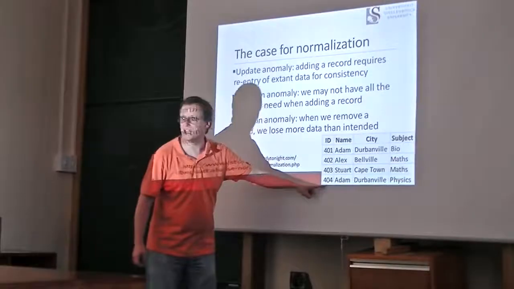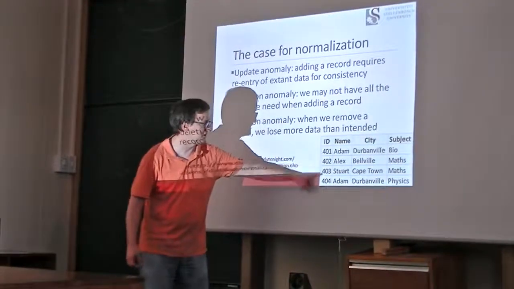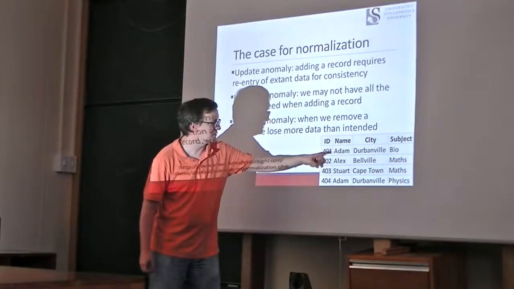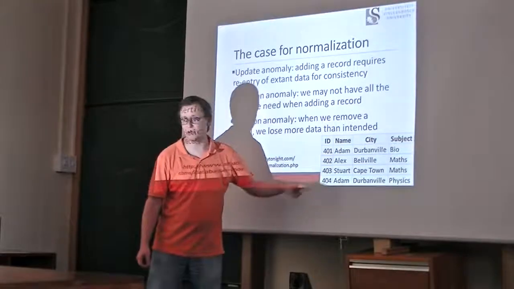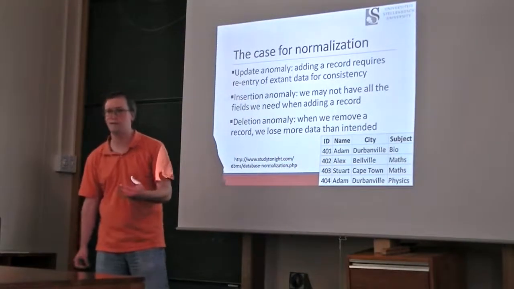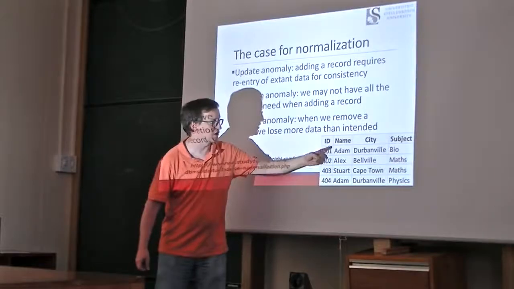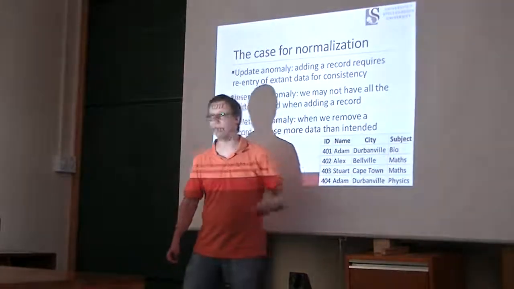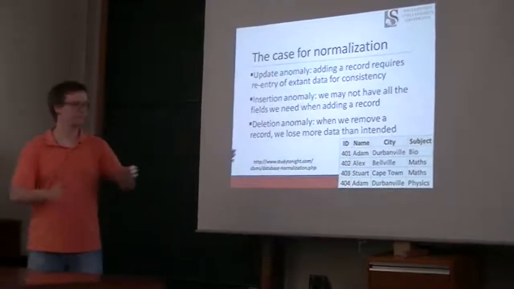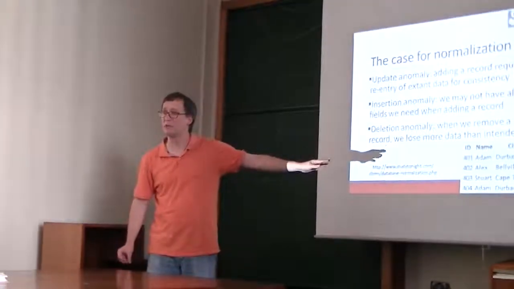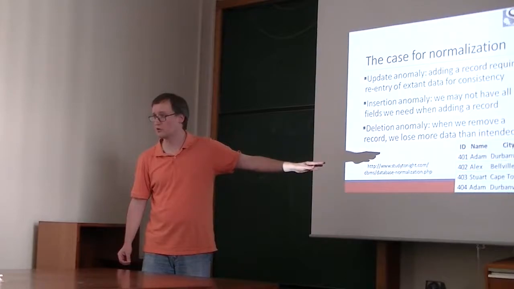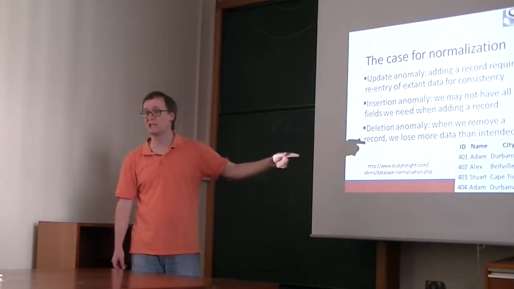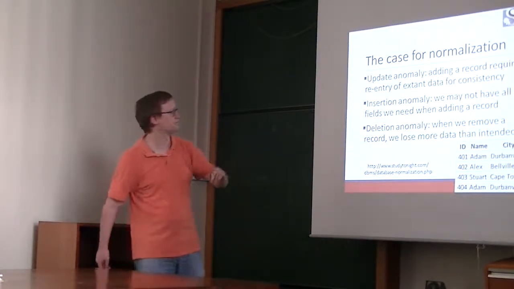I've got a different ID number for each row of this file. So we see that Adam, Alex, and Stuart are the only students in our file. Adam is appearing twice, though, because he is taking both biology and physics. So we're going to talk about some of the problems in how these data are stored in a database. Why doing it this way is terrible.